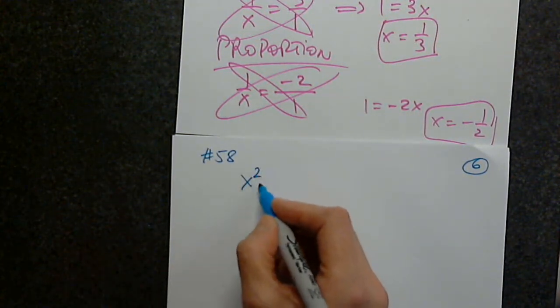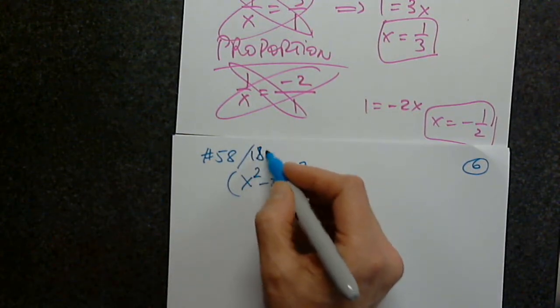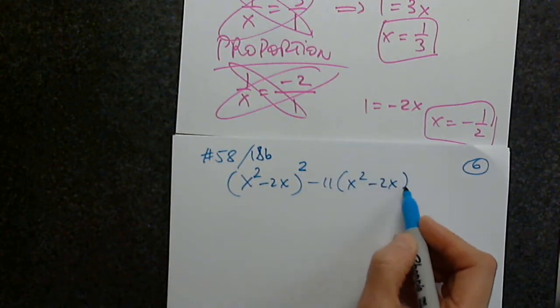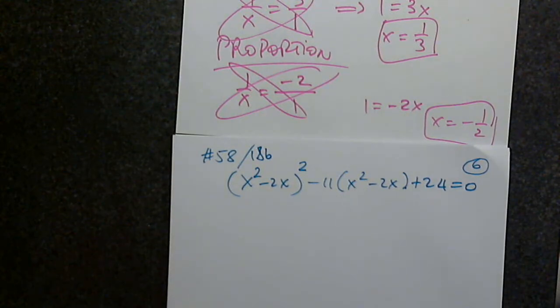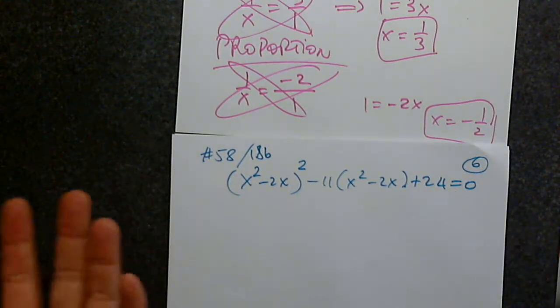So this is x squared minus 2x squared. Oh, I'm sorry, 186. Minus 11, x squared minus 2x plus 24 equals 0. If you did not know anything about what are called quadratic equations that are quadratic in form, what would you have done here? Right? You would have squared, distributed, combined like terms, and changed it into a polynomial.